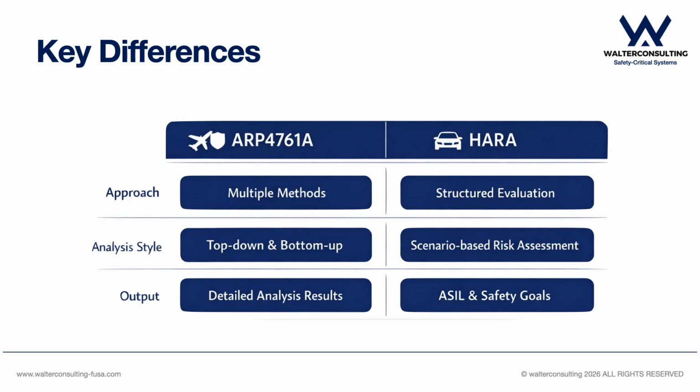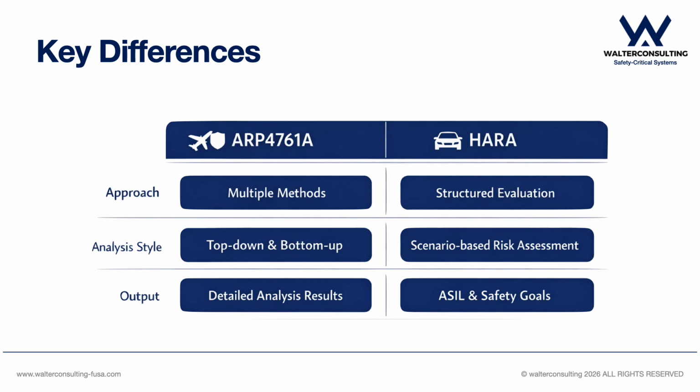So what are the key differences? The first difference is the approach. ARP4761A uses multiple methods, such as FHA, FTA, and FMEA. HARA, on the other hand, follows a structured evaluation. It assesses risk based on severity, exposure, and controllability.